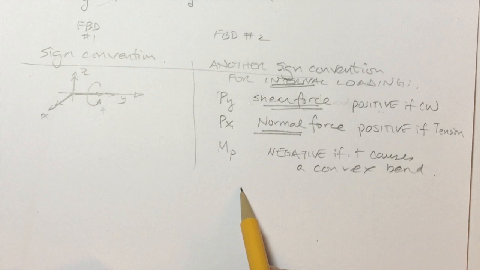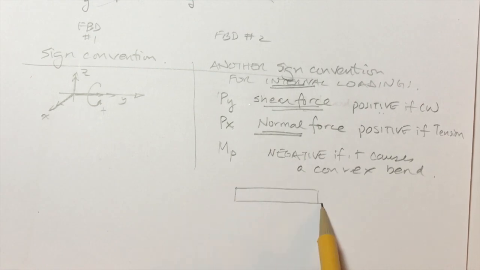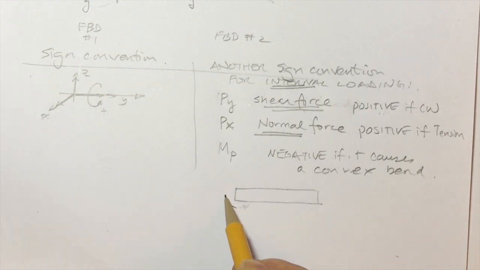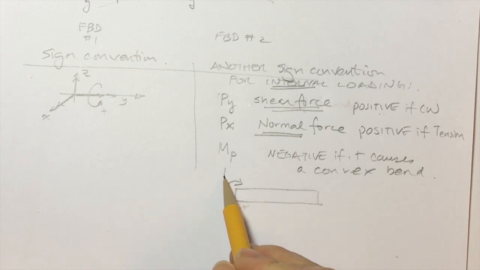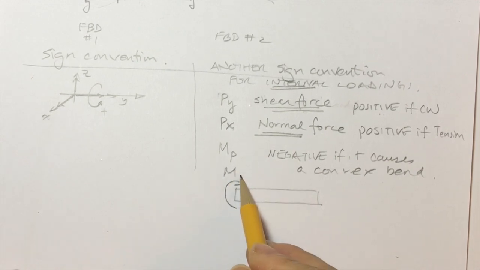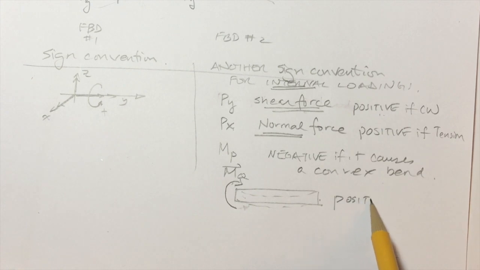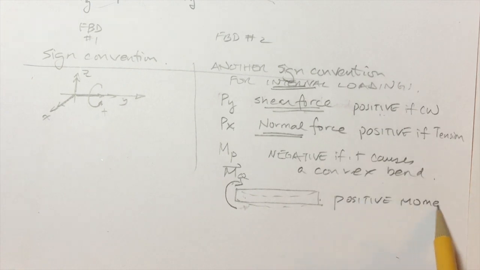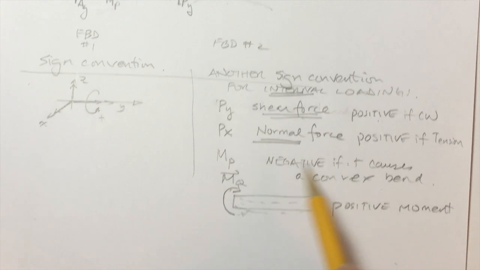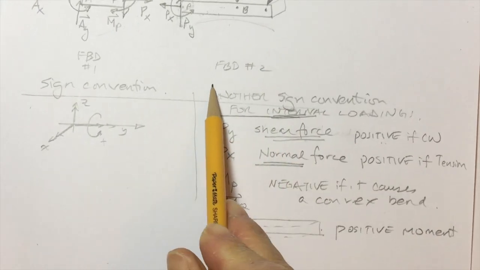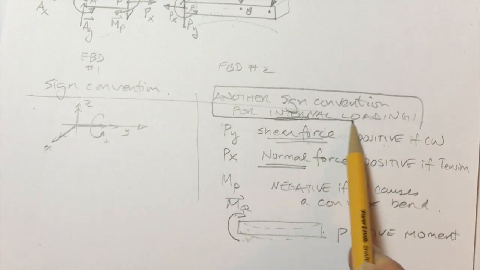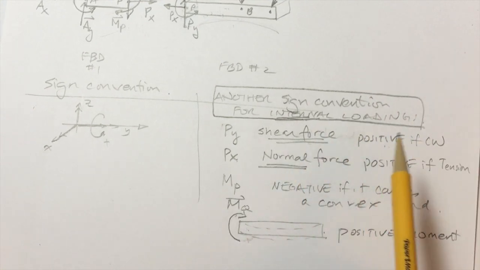Suppose we had a member, and the reaction moment turned out to be this way. It'd be clockwise. So we'll call that M sub some other variable, let's call it Q. Well, this moment causes this beam to bend in a concave manner. Therefore, this will be considered a positive moment. And again, this is just to signify whether the internal loadings are positive or negative.